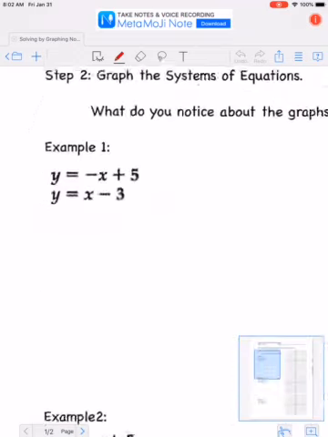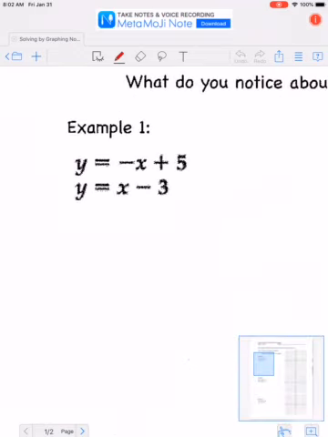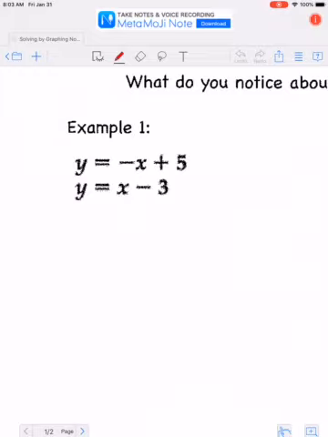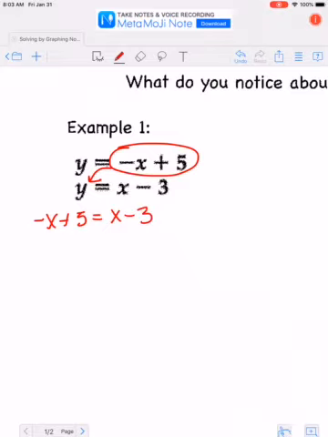So if we're looking at example 1, we have y equals negative x plus 5 for the first equation, and y is equal to x minus 3. So what I'm going to do is take my first equation and plug it in for y. So I'm going to get negative x plus 5 is equal to x minus 3. We all know that this is substitution. And then from here I'm going to solve.